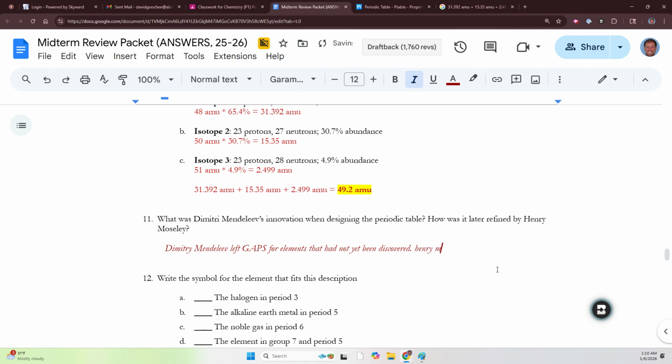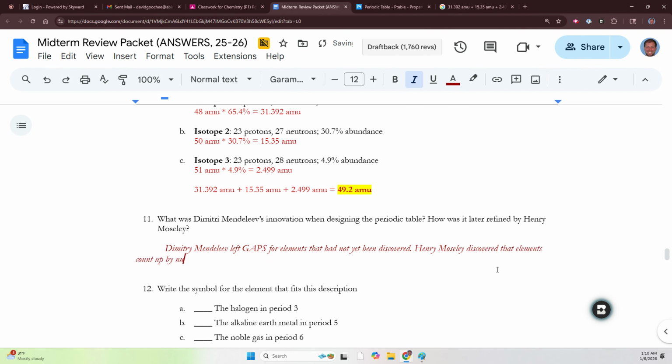All right. Henry Moseley discovered that elements count up by number of protons. All right, elements count up by the number of protons. It's not counting up by mass. Every element is the next step up in number of protons. All right, this found all the gaps in the periodic table since we knew that there had to be an element for every number of protons that were available.